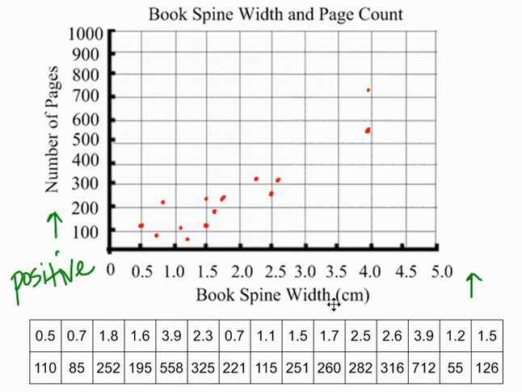And again, we would use the words from the data set, book spine width and number of pages, and we would use the exact same term because we're talking about a positive relationship. So we'd use the same term again.